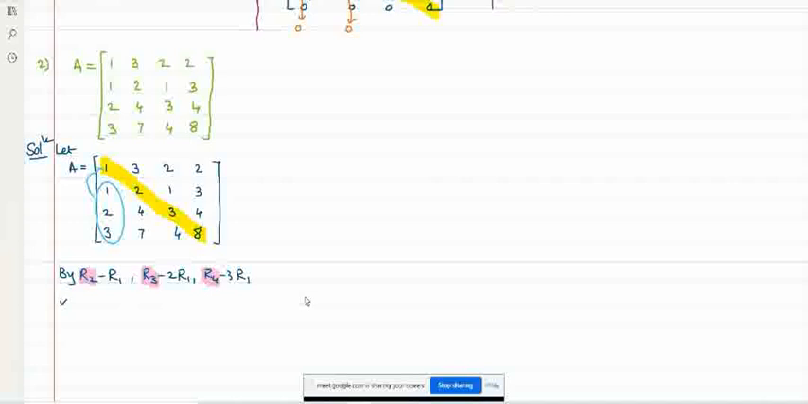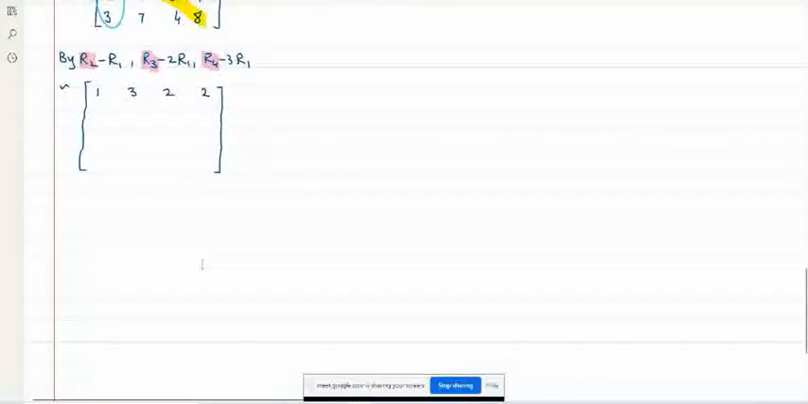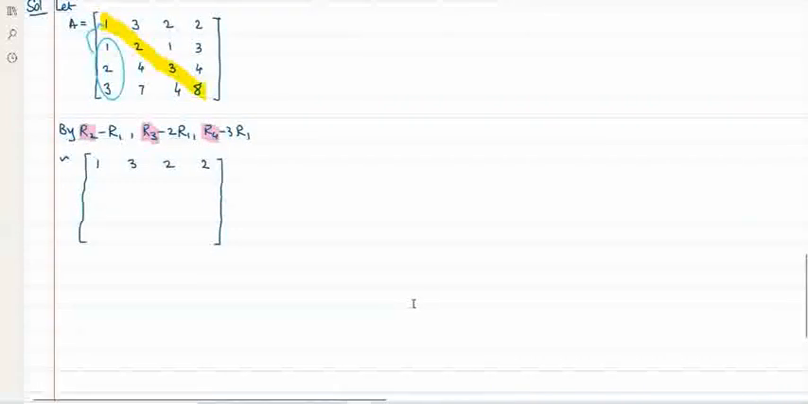So in this case, only row transformations. If you apply column transformations, then you will definitely get 0 marks. That means you have not understood. First row 1, 3, 2 and 2. Now apply the transformation. If you did the calculation, tell me. 0, minus 1, minus 1, 1. Okay, verify. I will write 0, minus 1, 1, minus 1.